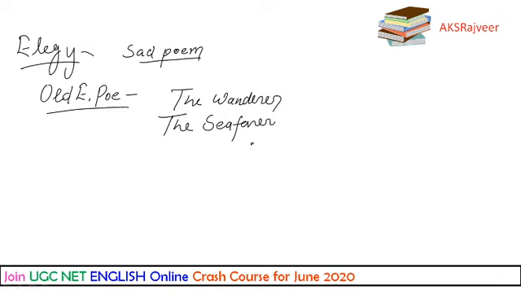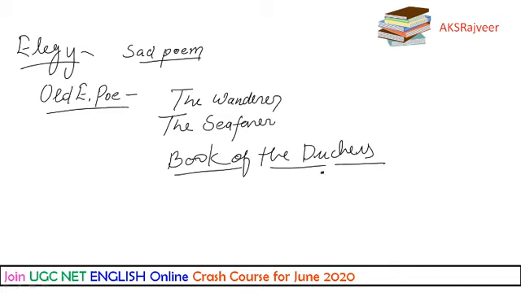Learners, these are the best examples, and even John Donne has written a few elegies, and Geoffrey Chaucer has also written an elegy entitled Book of the Duchess. So this is the elegy by Chaucer, and this is from the medieval English period.